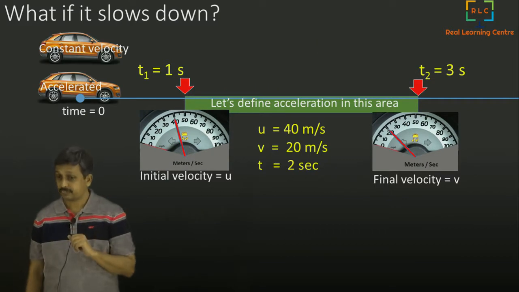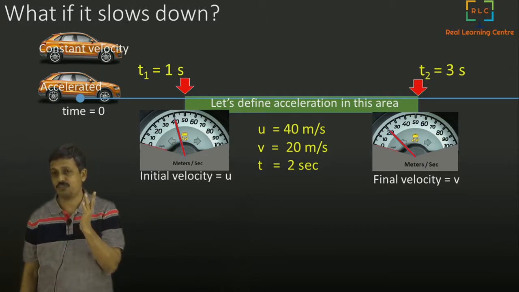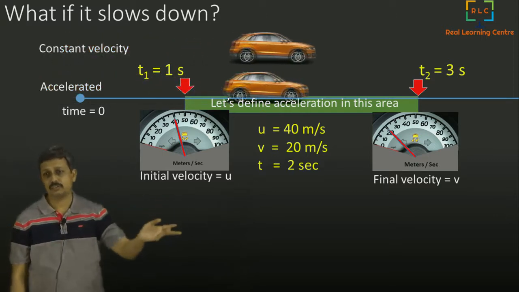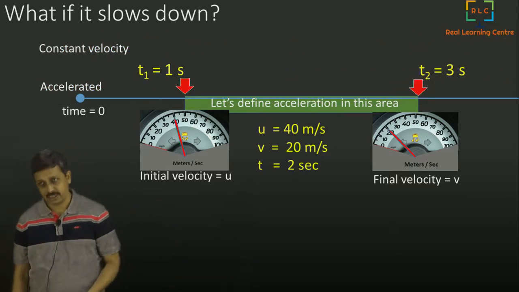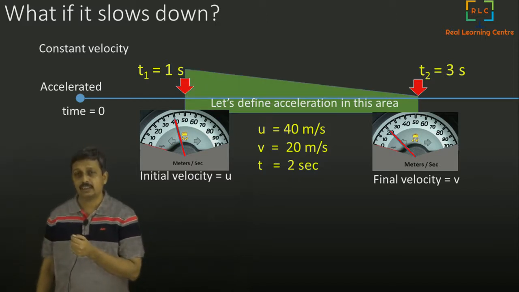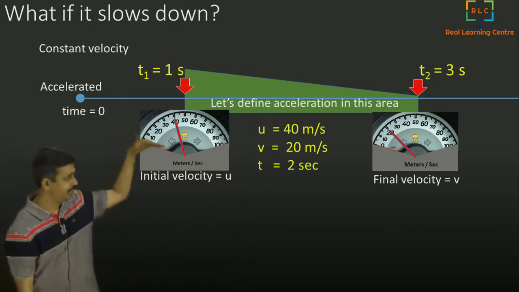So now, what if it slows down? We only talked about when it goes fast, when it increases the speed. So let us say when it slows down, the bottom one is slowing down, actually you can see. Then what happens? Then velocity has decreased. I am just giving this notation to show you that it is decreased.